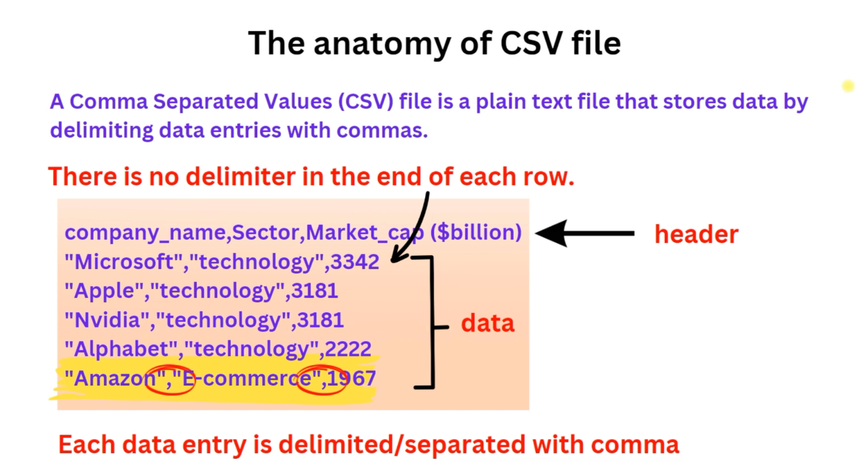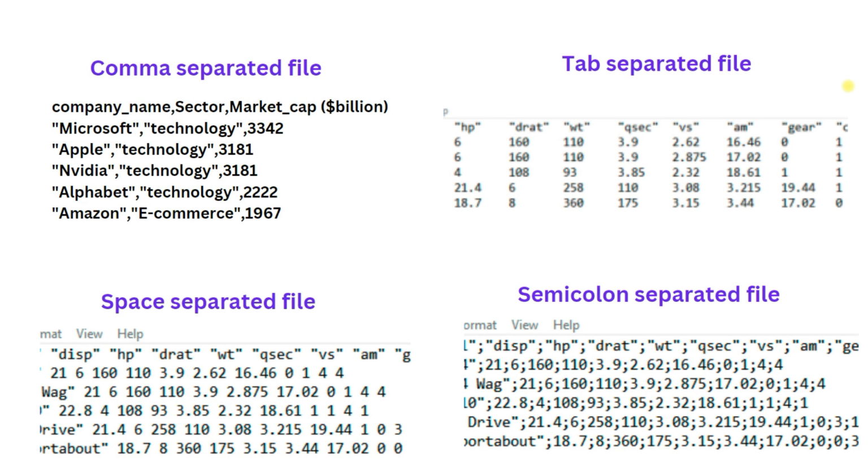There are different versions of CSV files though, depending on the type of delimiter. There is a tab separated file, where the delimiter is tab space. There is a semicolon separated file, where the delimiter is semicolon. There is a space separated file, where the delimiter is empty space. In this video, we will import a CSV file. So let's open the RStudio and import the file.